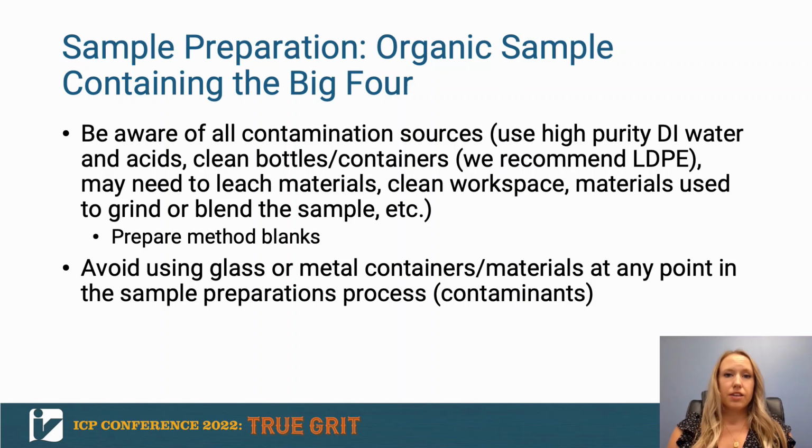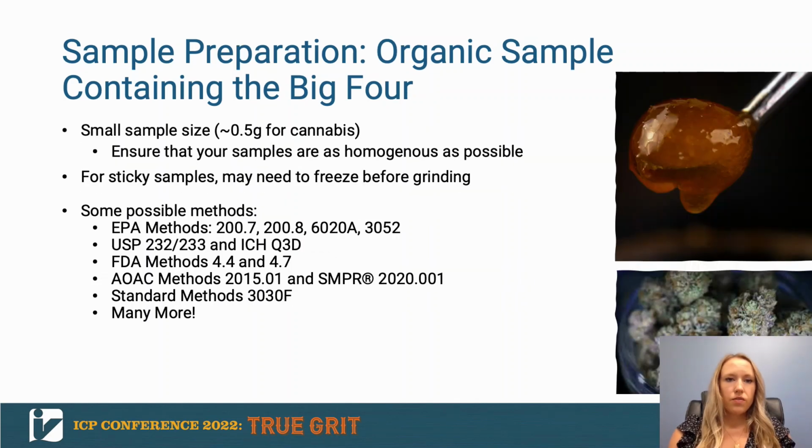We also recommend avoiding any, especially metal containers, but also glass if possible, as these will be contributors of contamination. For cannabis and hemp, a small sample size is generally the recommendation, so about 1/2 gram for cannabis. So you want to make sure that your samples are as homogeneous as possible to make sure that you're getting a good representative sample of your entire batch. So this may require additional processing for samples that may be sticky or difficult to homogenize.